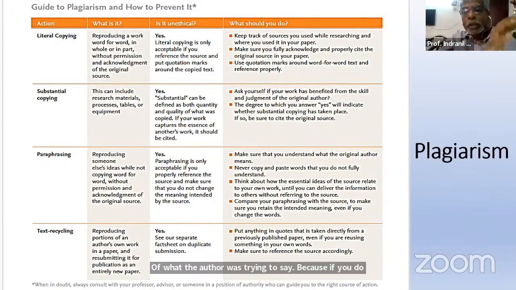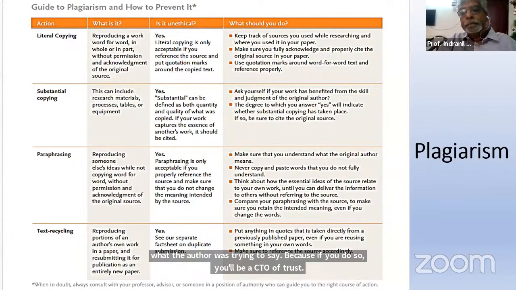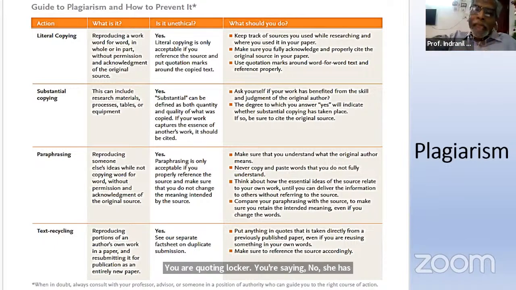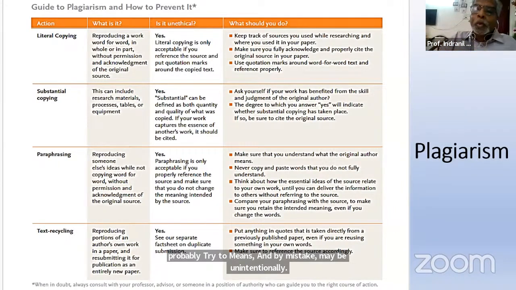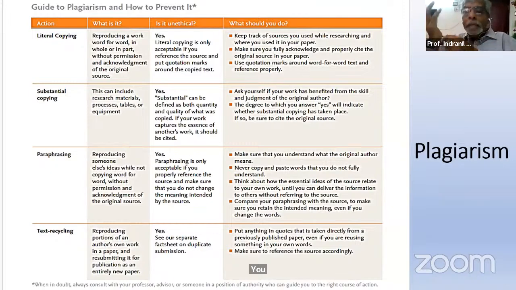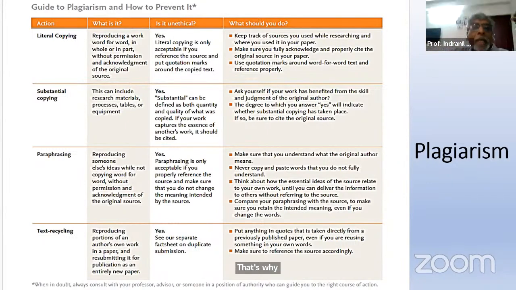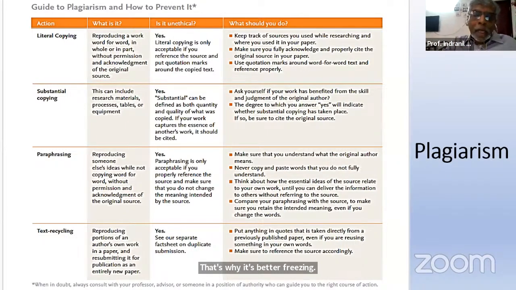You are quoting the author, you are saying Mr. XYZ. Now, she has probably tried to mean some X or mean A, and by mistake, maybe unintentional, you are, through your paraphrasing, making it look like B. But that will be very wrong because you have done a wrong literature review. So that's why the paraphrasing must be very careful, and you see the advice here on the last right-hand column.